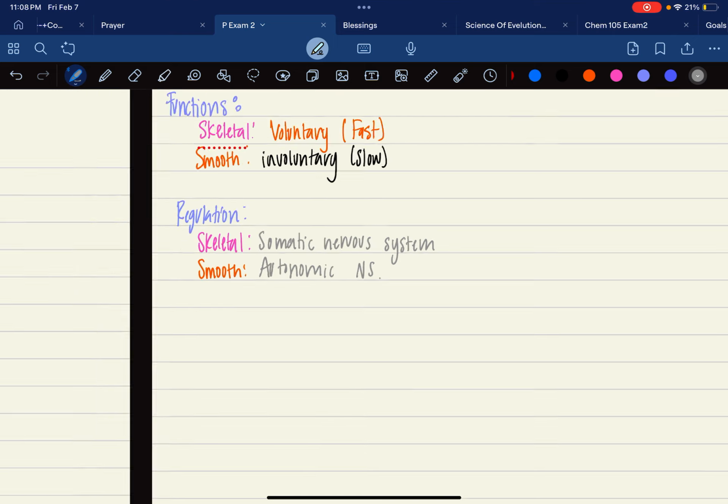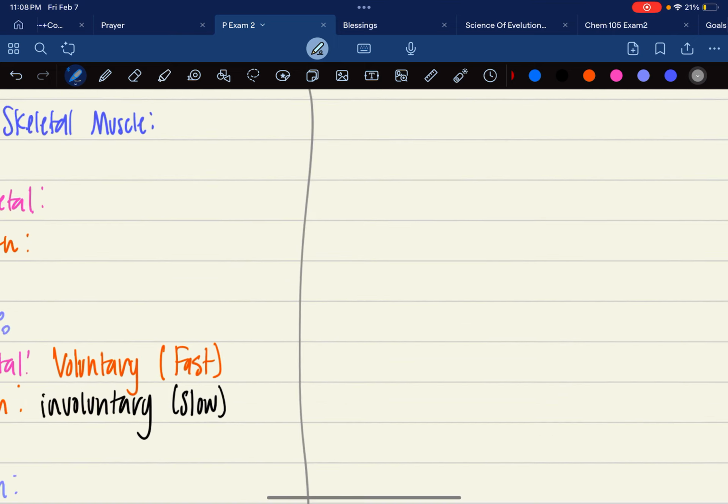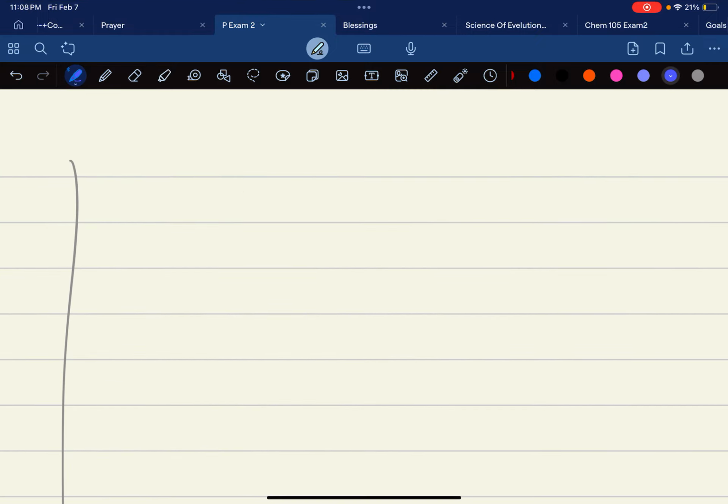Okay, so that's that. Now let's talk about muscle spindles. I'm gonna grab another one. So the function, let me get a different one.